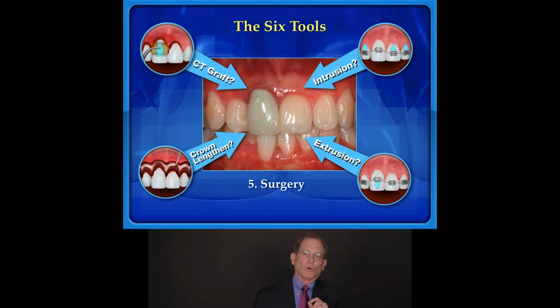The fifth tool is surgery, and surgery includes extraction, implants, and orthognathic surgery. So let's look at the orthognathic surgery component. This is a patient that's got vertical maxillary excess. The two cardinal findings in vertical maxillary excess are long face and excess gingival display in the front and all the way to the back.